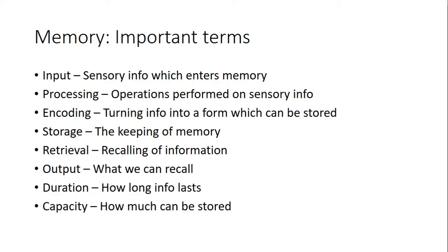The storage is the keeping of memory. The retrieval is the recalling of information. So when you, for example, recall a fact, when you say a fact, that's retrieval. Output is what you can actually retrieve, what you can say and remember. Duration is how long a piece of information lasts in memory, and capacity is how much can actually be stored.